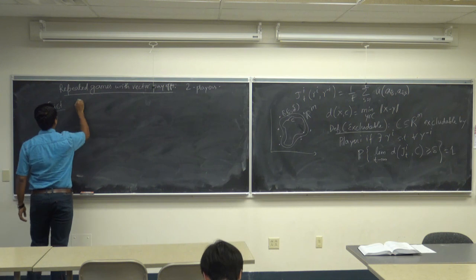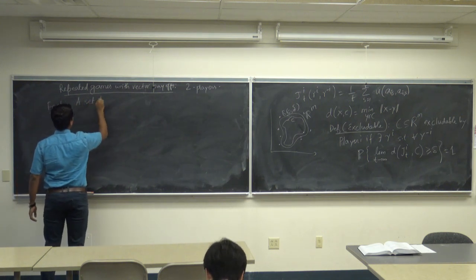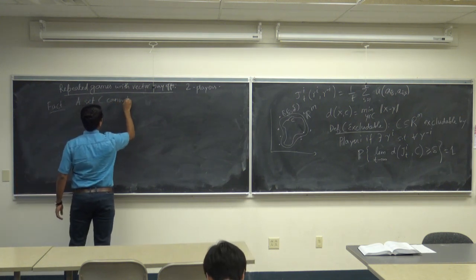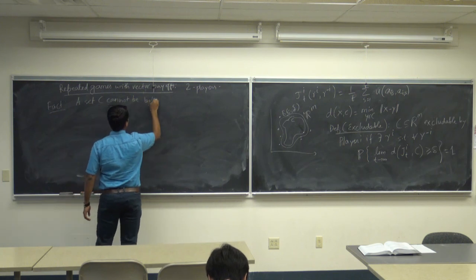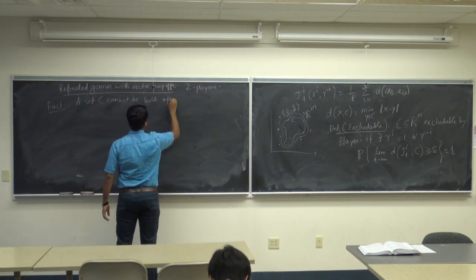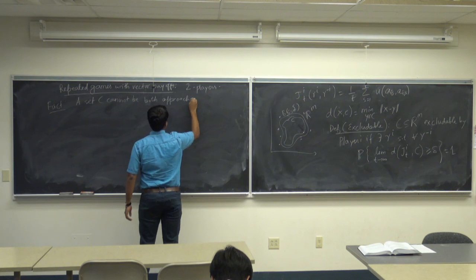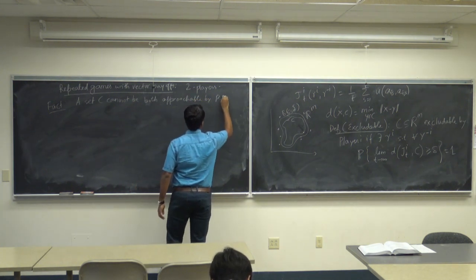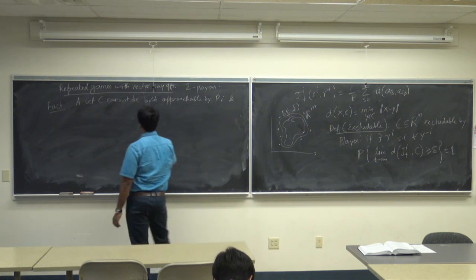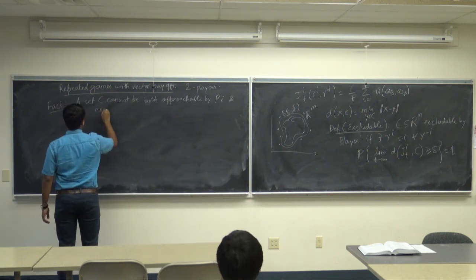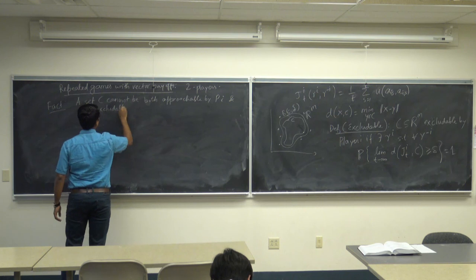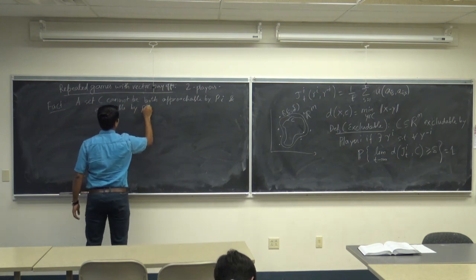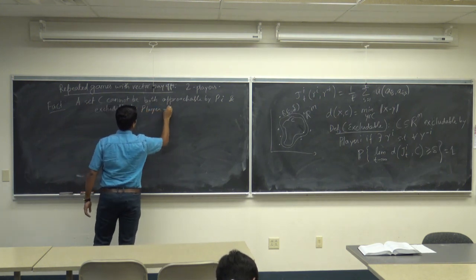In fact, a set C cannot be both approachable by player I and excludable by player J. Excludable by player minus I.